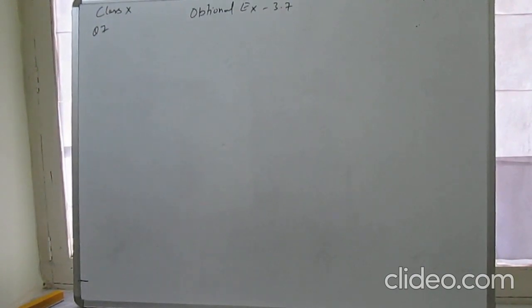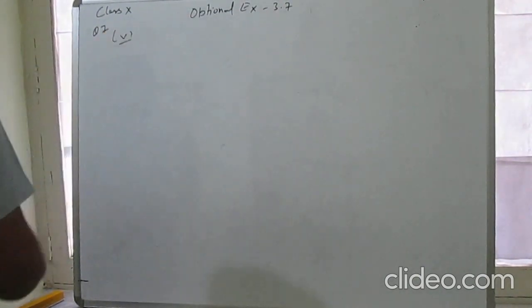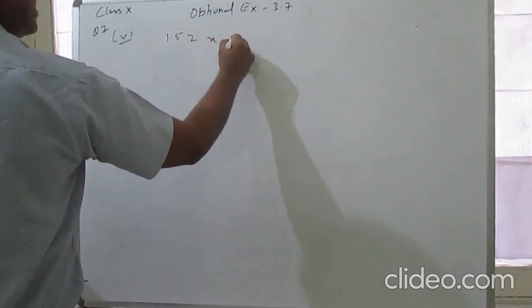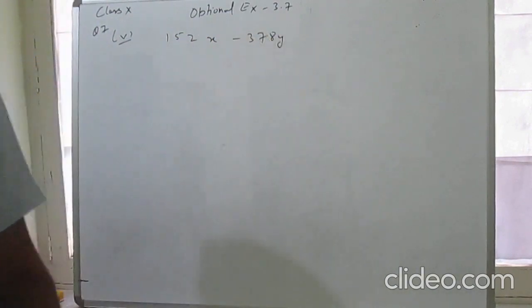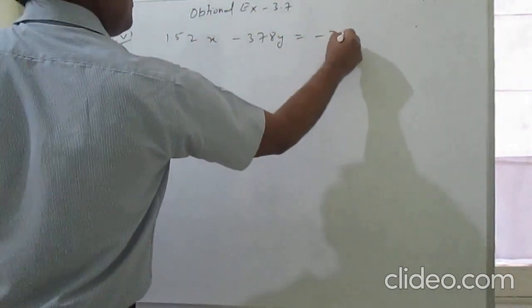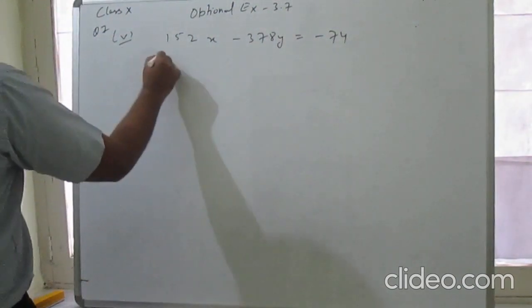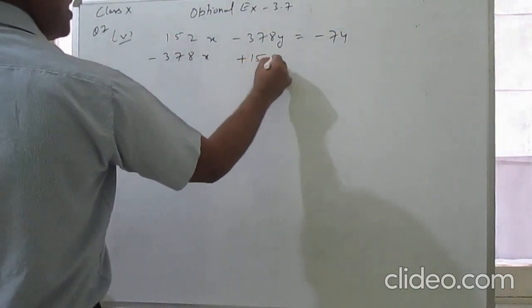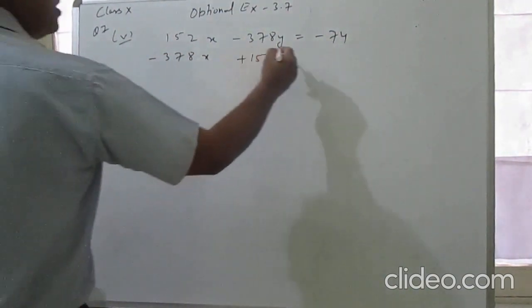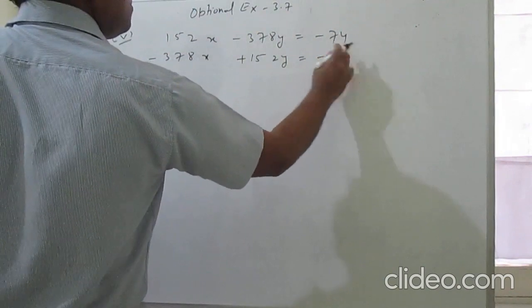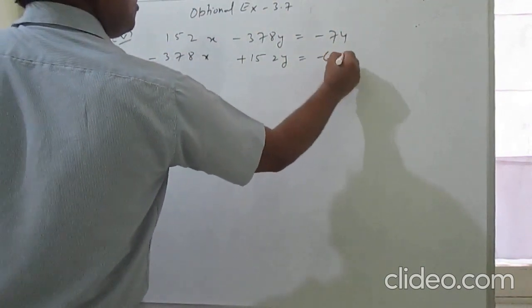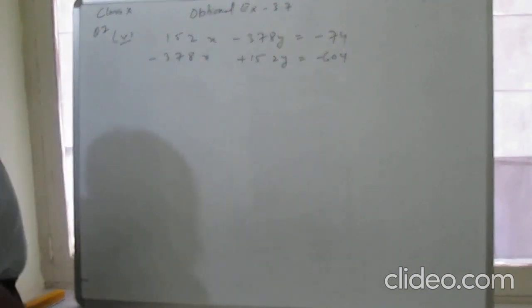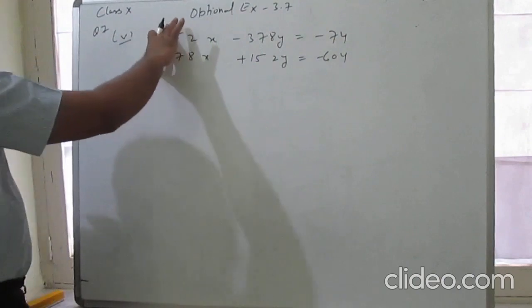Question 7, fifth part. 152x minus 378y is equal to minus 74, minus 378x plus 152y is equal to minus 604.